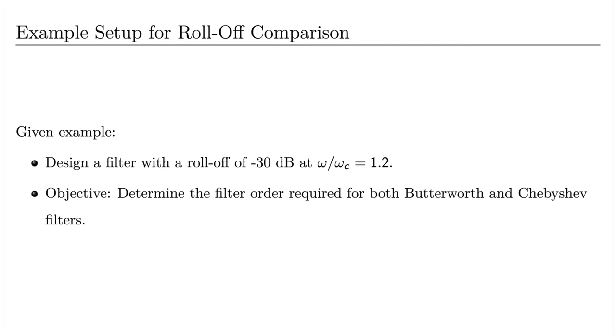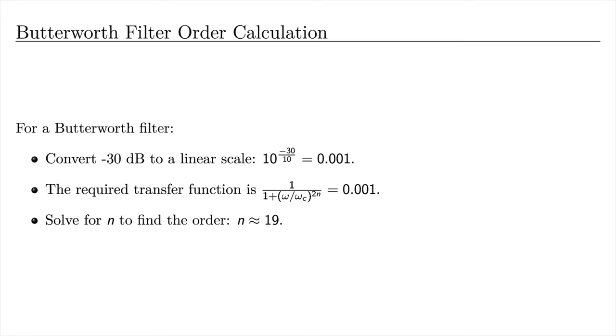In this example, we'll design a filter with a roll-off of negative 30 decibels at omega over omega c equals 1.2. The objective is to determine the filter order required for both Butterworth and Chebyshev filters to meet this specification. For the Butterworth filter, we start by converting minus 30 dB to a linear scale, 10 to the power of negative 30 divided by 10 equals 0.001.